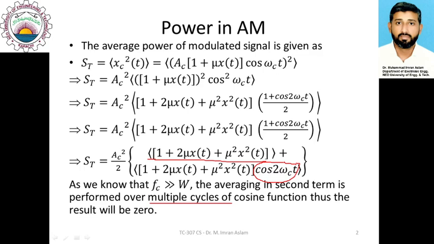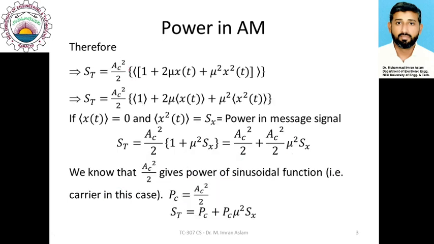So the average of this second part would give an average value of 0 because of the presence of this high frequency cosine term. However, there will be some average of the first part, so I can ignore this second part and will work on the first one. So the total transmitted power in AM can be written as AC square by 2 times (1 plus 2 mu x(t) plus mu square x square t). This is the first term.